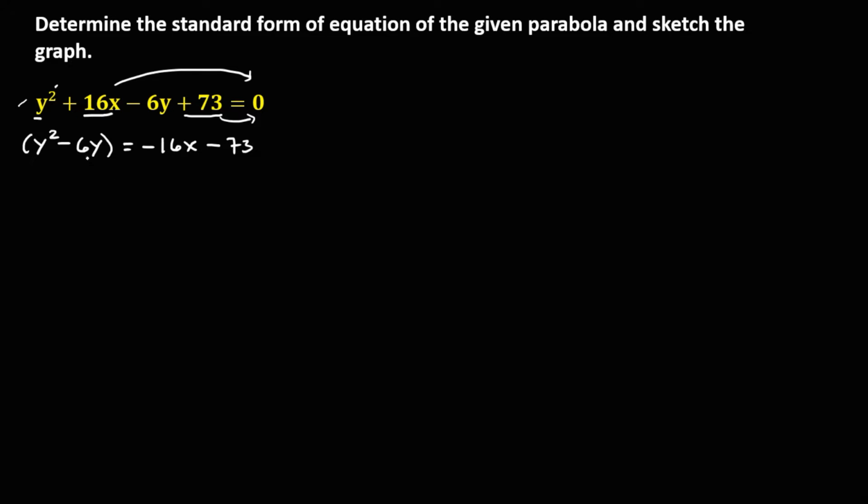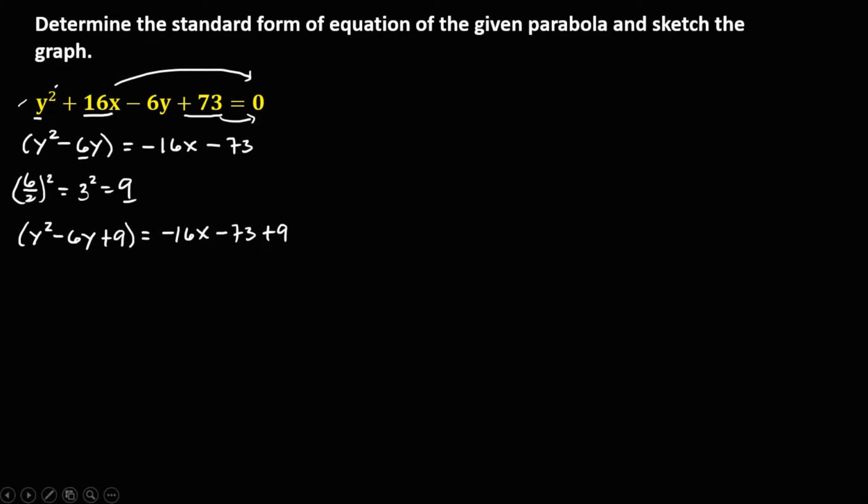Then completing the square for y, take the number 6 and divide it by 2, raised to the power 2. So 6 divided by 2 is 3, and 3 squared is 9. For the new equation, we have y squared minus 6y, then add this number, plus 9, equals negative 16x minus 73, also plus 9.